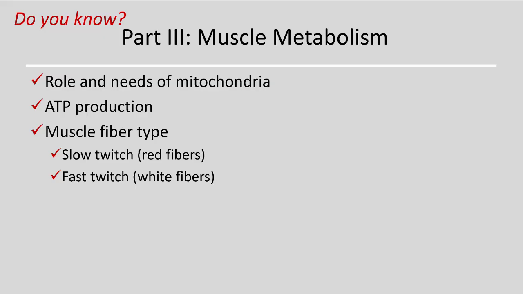So you should know in muscle metabolism the role and needs of mitochondria. Well, mitochondria needs oxygen, and mitochondria is where we have most of our energy made. But elements from glycolysis out in the cytosol go to the mitochondria in order for us to get all of the energy. So they really work together. You should know how ATP is produced. You should know the differences between a slow twitch muscle fiber and a fast twitch muscle fiber.